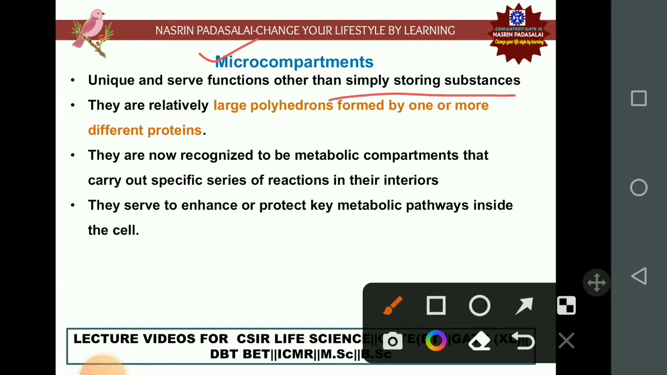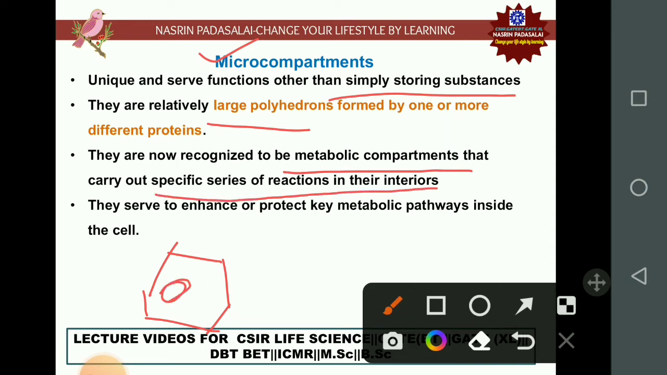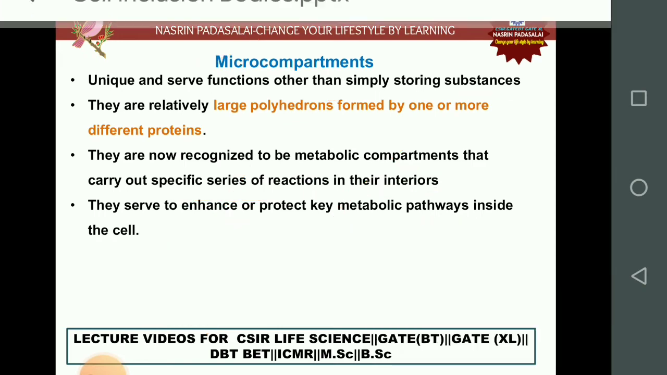Previously we mentioned storage inclusions, but microcompartments have a unique function. They are generally relatively large polyhedra formed by one or more different proteins, so they have a structure similar to a virus, and these microcompartments are currently called metabolic compartments. Inside them a specific series of reactions is carried out. Generally, their function is that they either enhance a metabolic pathway or protect a metabolic pathway from attack by inhibitors. So they enhance or protect the key metabolic pathways occurring inside a bacterial cell.